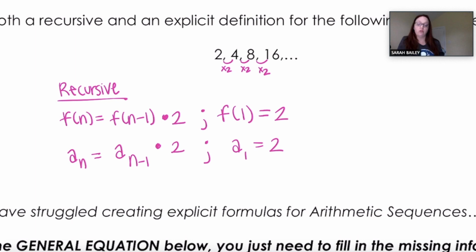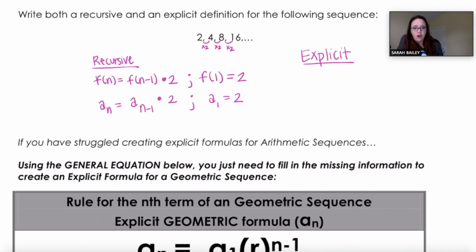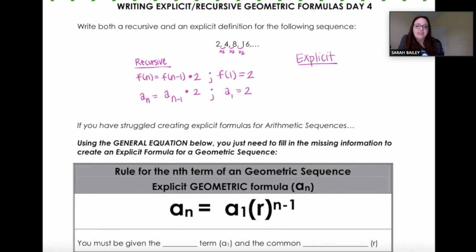Okay, that's the recursive. The explicit formula is going to be a little bit more challenging, right? The explicit formula is going to be the one that looks more similar to that exponential function rule. If you're having trouble coming up with how we're going to write that explicit rule, look right here. It's that a sub n is equal to a sub 1 times r to the n minus 1 power.